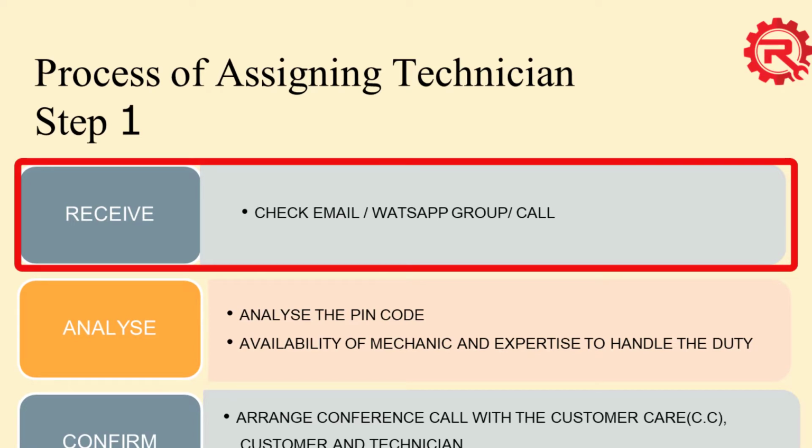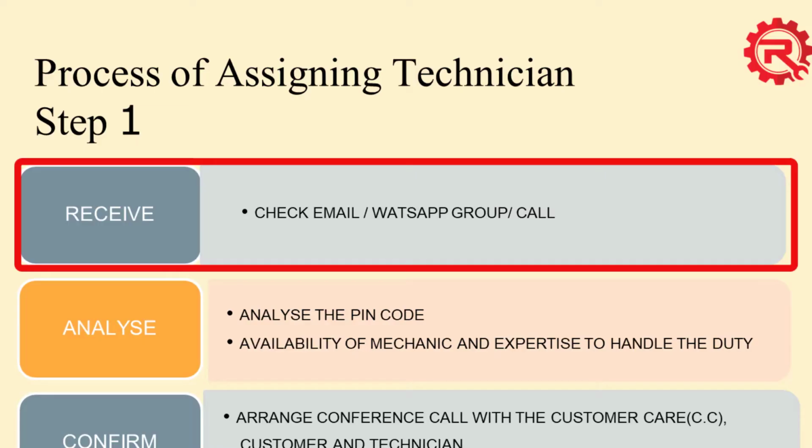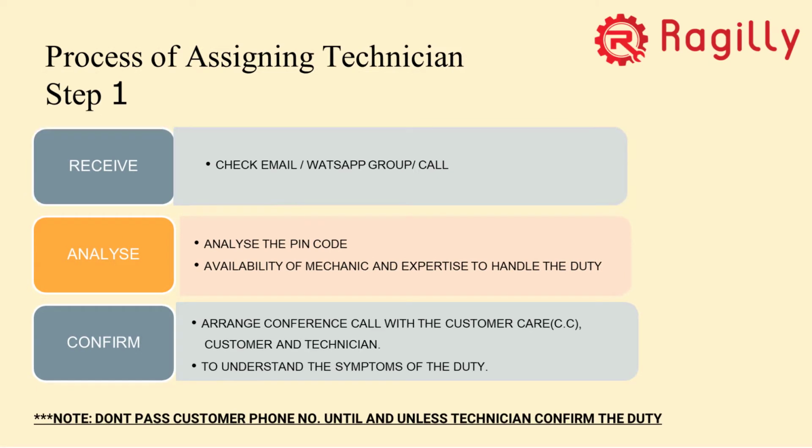Generally you will receive the duties in your email, or in the WhatsApp group, or over the call. So these are the three mediums that Ragilly follows, as it is a remote work, you all know about it. In these three mediums you will get the confirmation of the duties, right? After you receive the confirmation call or the WhatsApp, you need to take the actions.